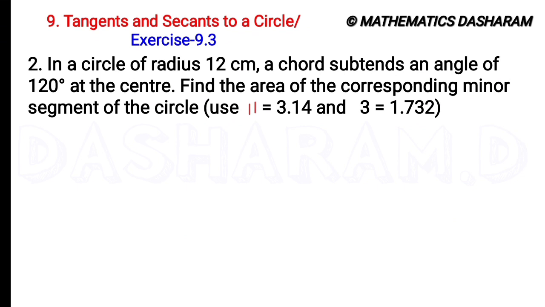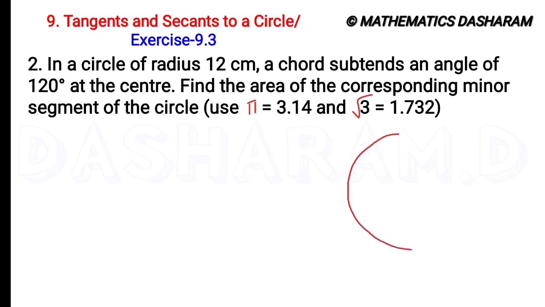Second question: in a circle of radius 12 centimeters, a chord subtends an angle of 120 degrees at the center. Find the area of the corresponding minor segment of the circle. So use pi value 3.14, and the root 3 value is also given, that is 1.732.